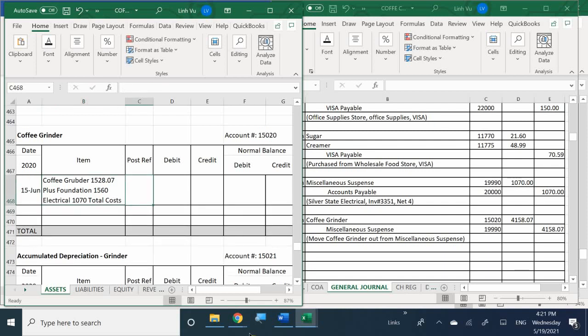There it is. Okay, so therefore, do we have a post reference? General Journal 5. Debit, I mean 4180. Sorry, $4,158.07. Good. Right. Therefore, we should have your debit balance to reflect the same. Okay.